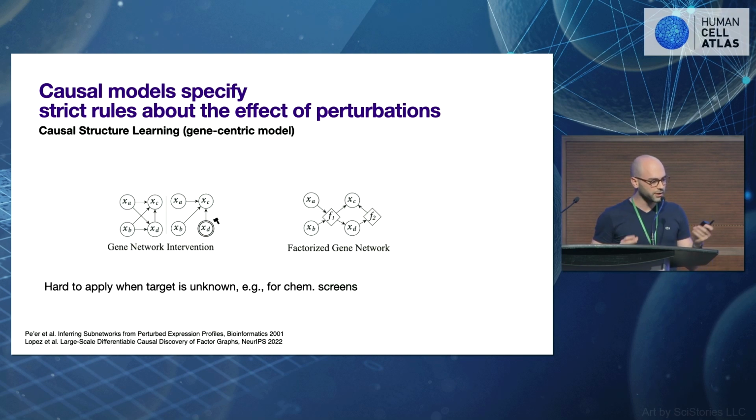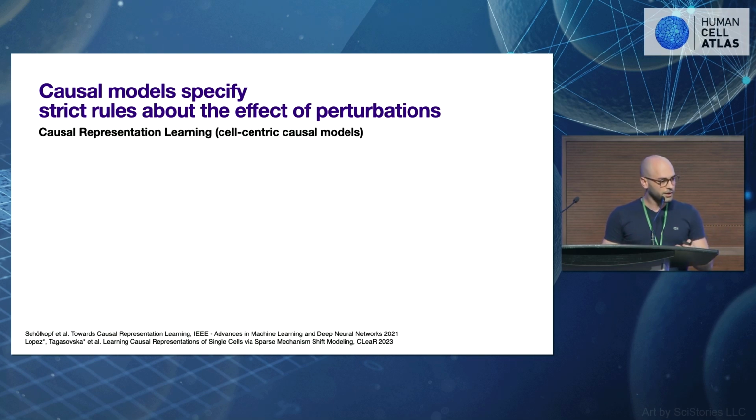The reason for which it's not very suitable for chemical screens is we don't know what the target is. There could be several targets. It's extremely complicated. So another way to think about it is to think about a cell-centric causal model, and this is linked to what's called causal representation learning.